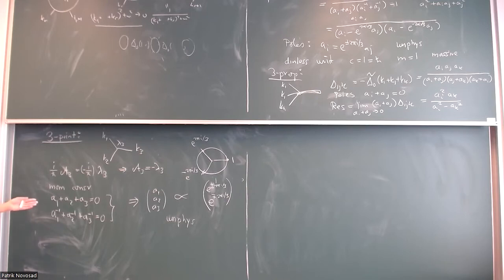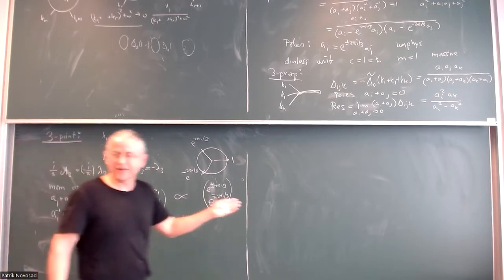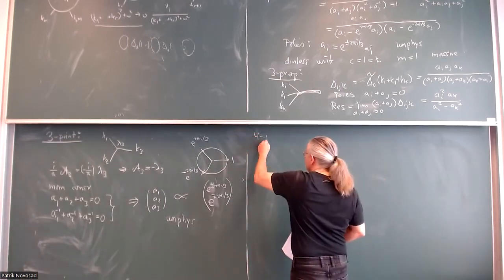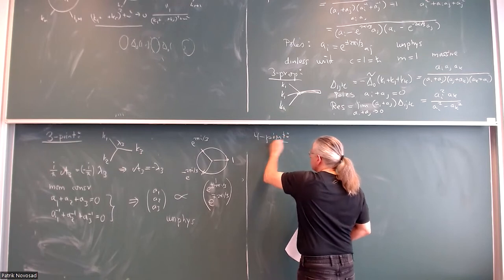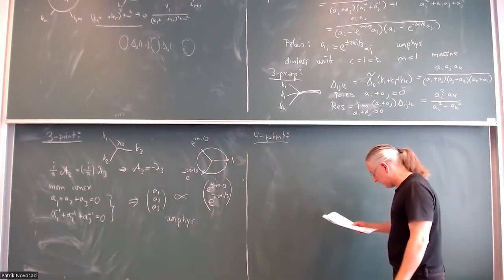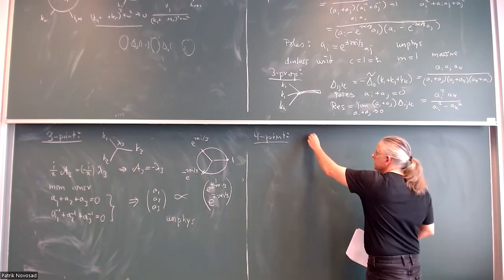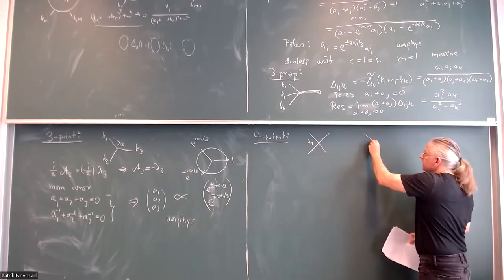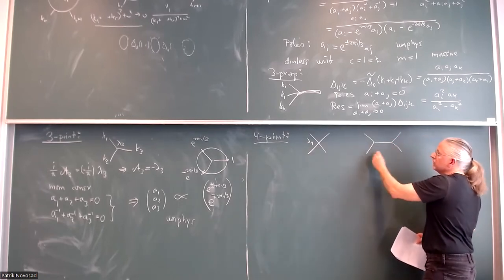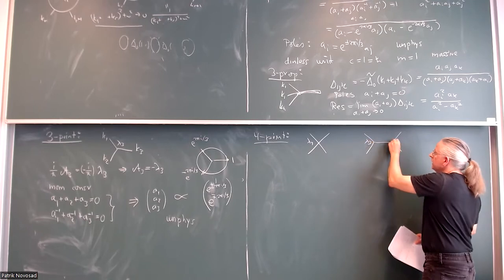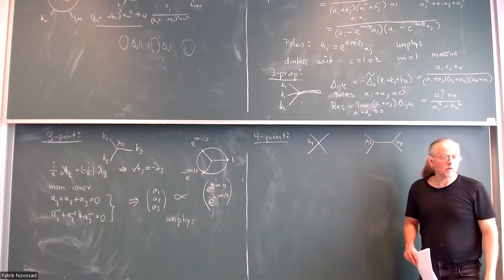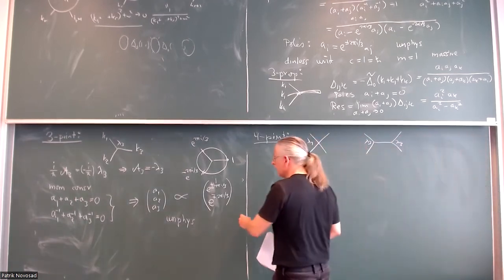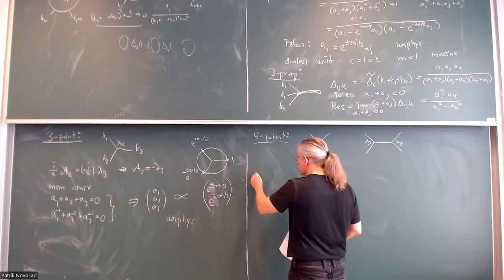So let's go with four points now. Which diagrams can we draw with four points? I can guess lambda 4 now, and then I can draw this one, lambda 3, lambda 3. Right? There are two diagrams. So now we have to write down the solution.